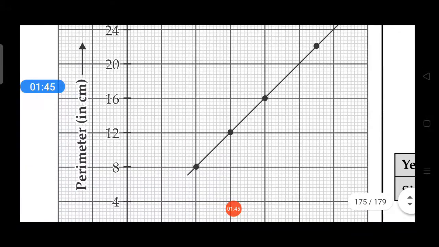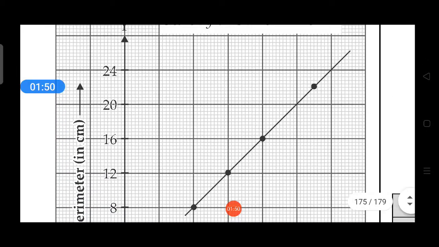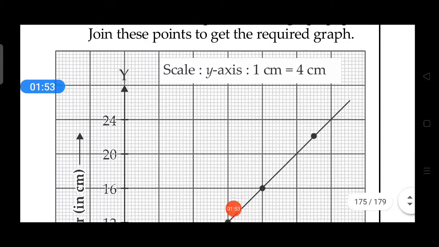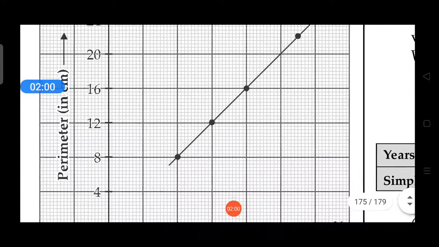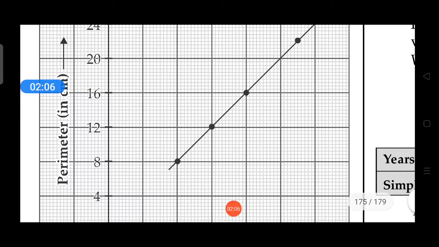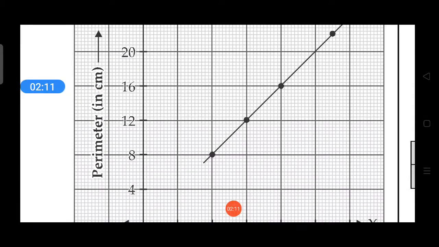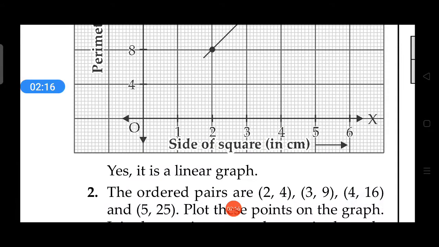So when you put the dots on x-axis and y-axis by taking (2, 8), 2 will be the side of square and 8 will be considered as the perimeter, and then we have to join all the points with the help of a scale. So here a scale is needed. Without a scale it is difficult to join all the dots. So here we can say that it is a linear graph, means it is giving us a straight line. So it is a linear graph.